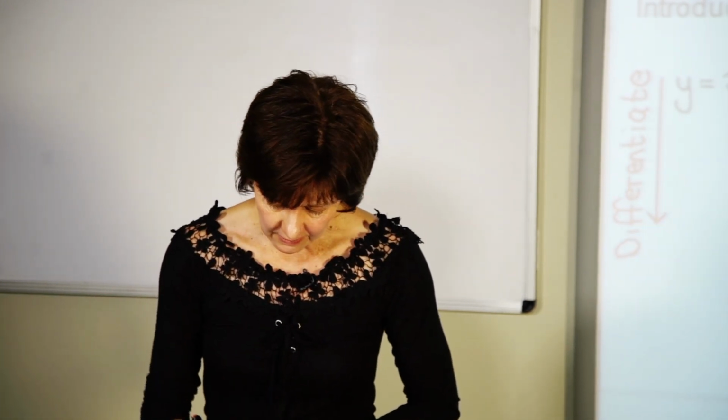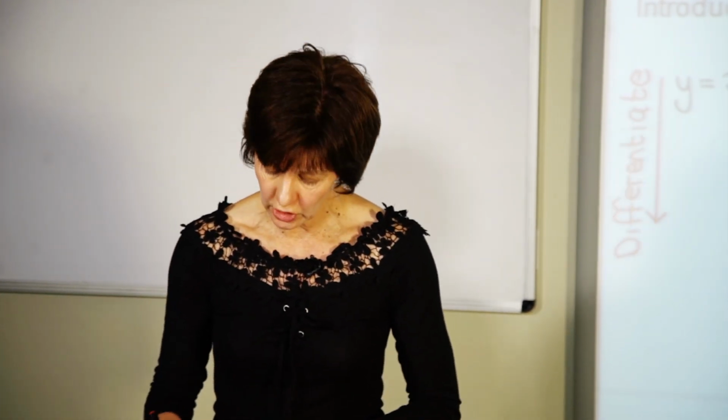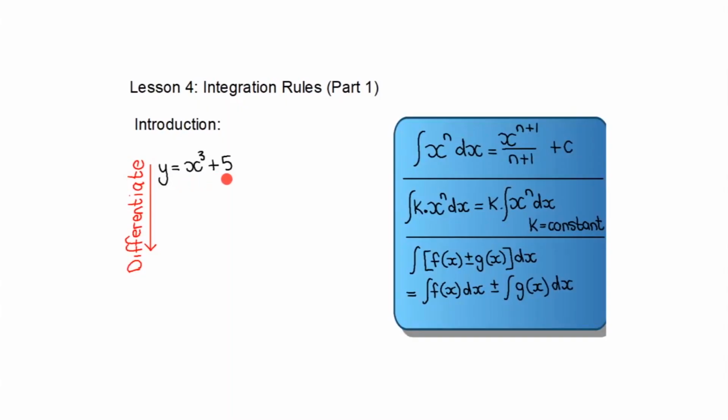So let's say I ask you to differentiate the following: y is equal to x cubed plus 5. So the derivative will be, you take the exponent 3 to the front, x to the power whatever you had minus 1, and you will remember the derivative of a constant was 0. So my answer will be 3x to the power 2 plus 0, or you can just say 3x squared.